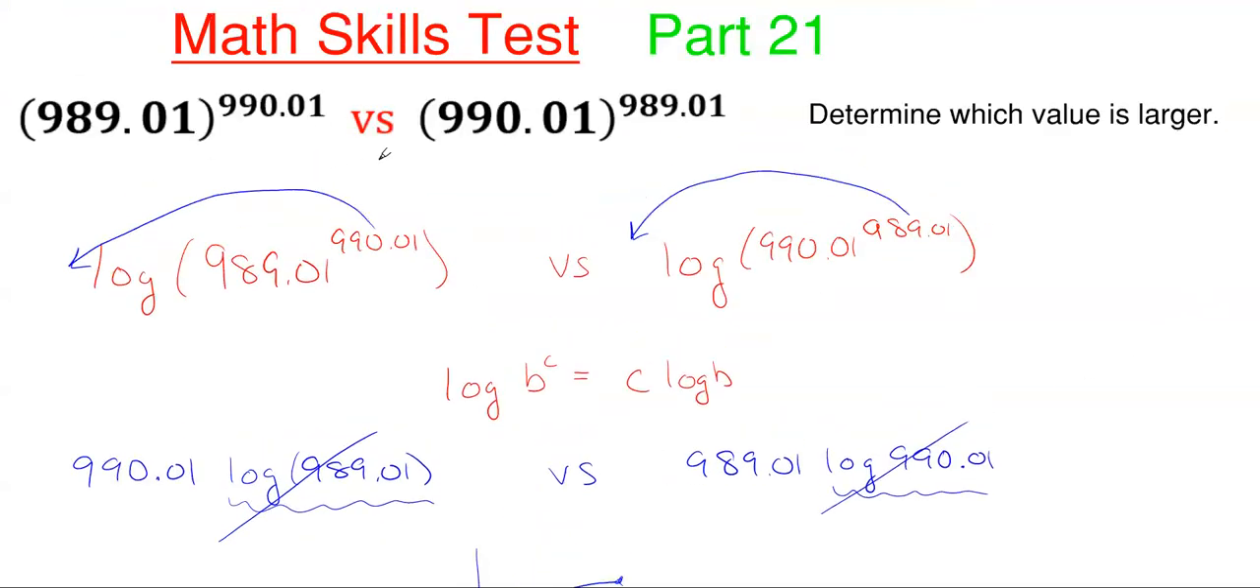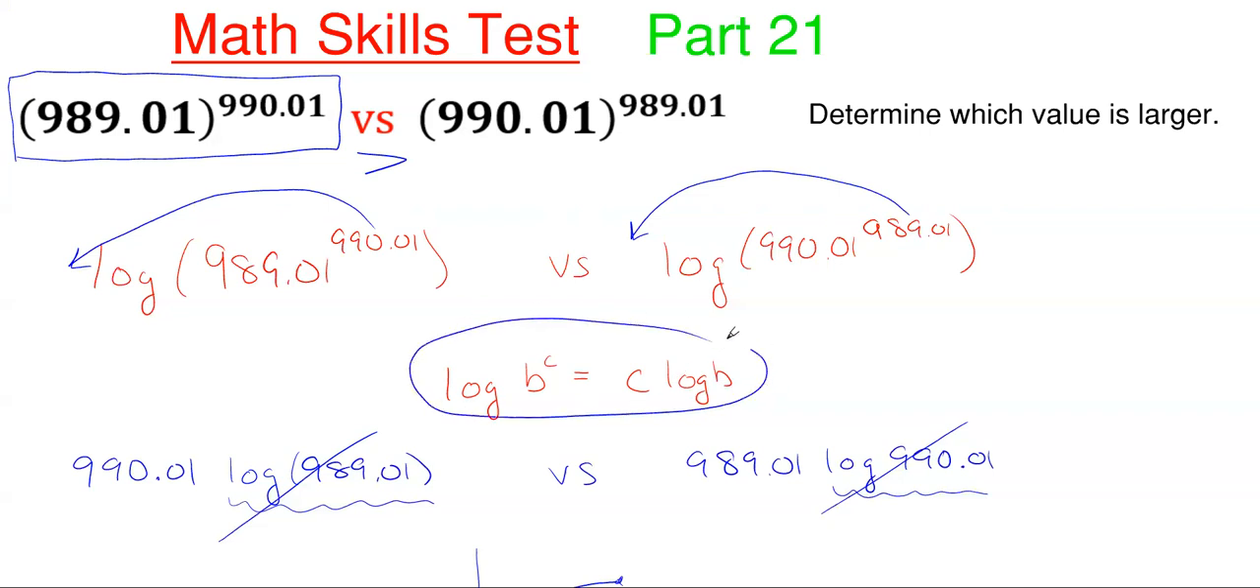If I scroll back up and put this in here, this one right here, the 989.01 to its power is greater than the 990.01 to its power. So boom. And that is all found by using the log functions and this property right here, and realizing that these two logs of these very high numbers are almost the same value, very small values that are very close in value. So the 989.01 to the power of 990.01 is greater than 990.01 to the power of 989.01.